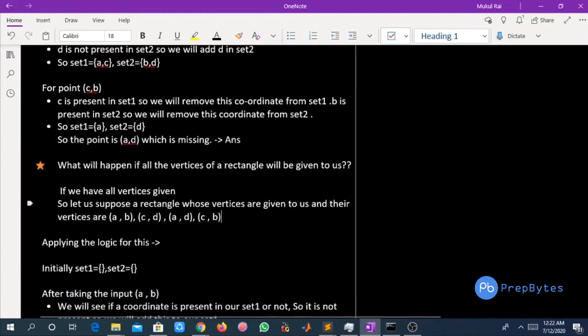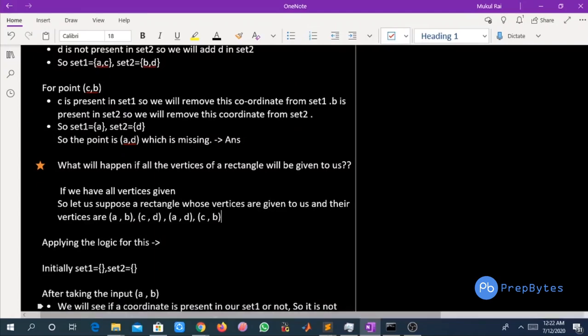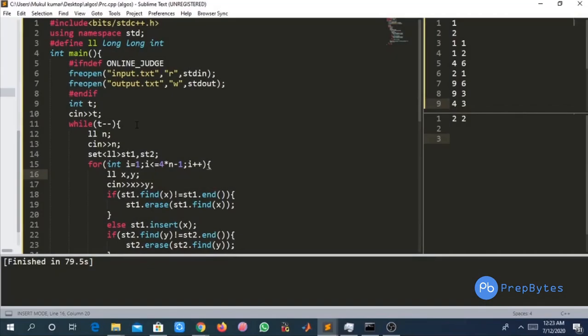I have implemented the logic. Let us see the code for this problem, right? Here t is the number of test cases that we are taking as input, and for each test case, n, the number of rectangles, is given to us. So we are taking that as input, and we have defined two sets: set 1 for storing the x coordinates and set 2 for storing the y coordinates, right?